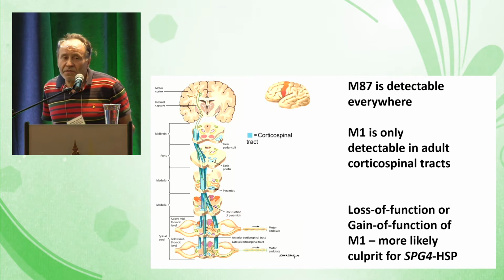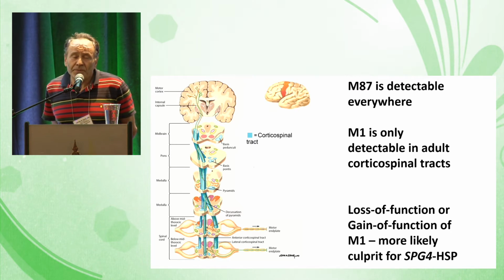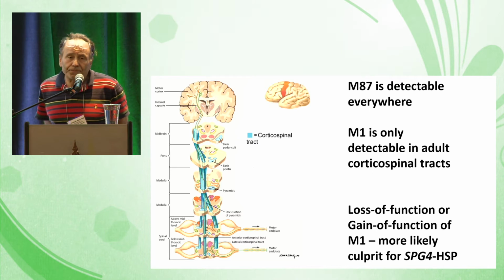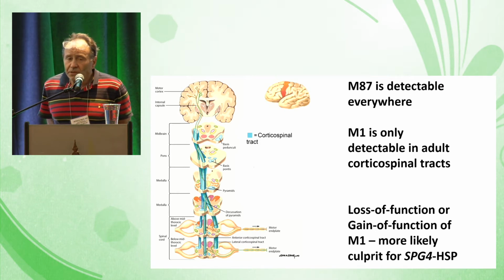So that in itself gave us a bit of a clue that maybe it's M1 that's the troublemaker. M87, well, if it doesn't work right, that's probably not good. But M1 may be really the troublemaker because it's present at higher levels in the corticospinal tract.